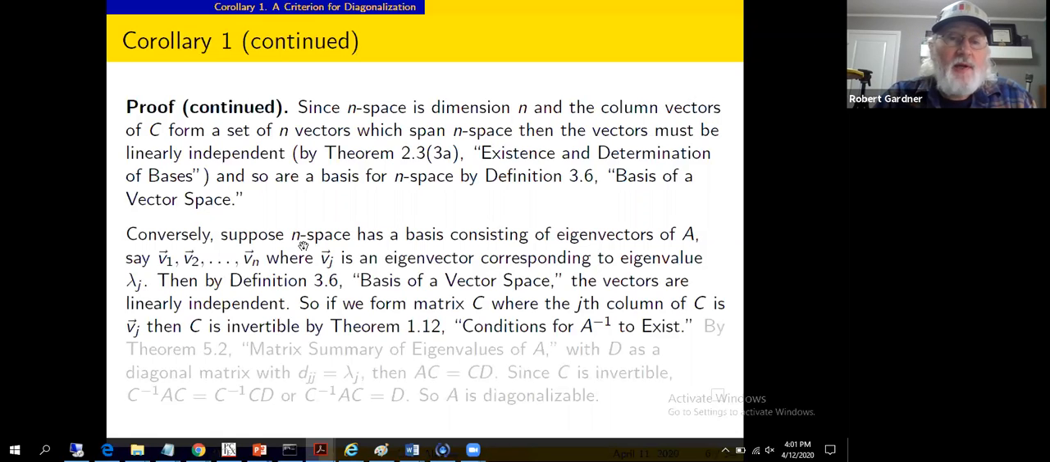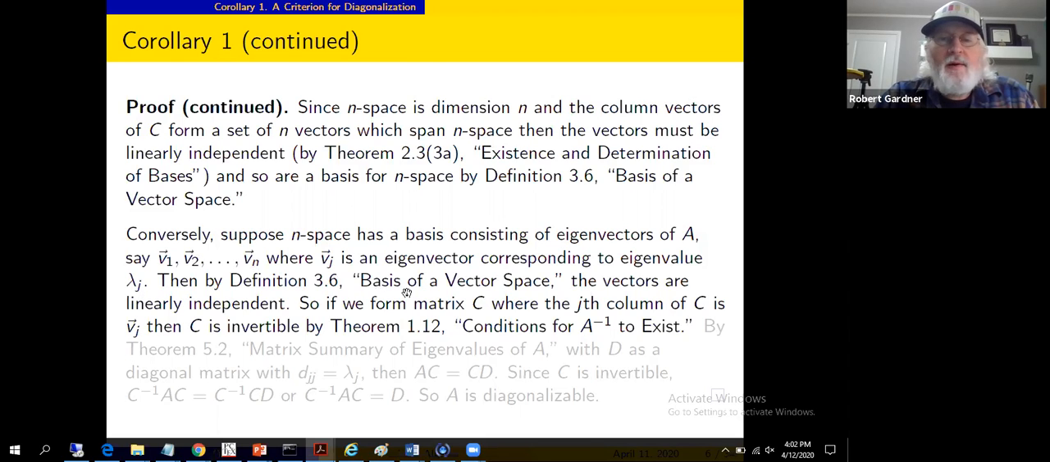The other half of the claim was, suppose n space has a basis consisting of eigenvectors of A. All right, so now we're doing it the other way around. We'll be done, I see it in the shadows, when we get the C inverse AC equals D stuff this time. We're proving the converse. Okay, conversely, suppose the v's are eigenvectors and they have corresponding eigenvalues, lambda 1 through lambda sub n.